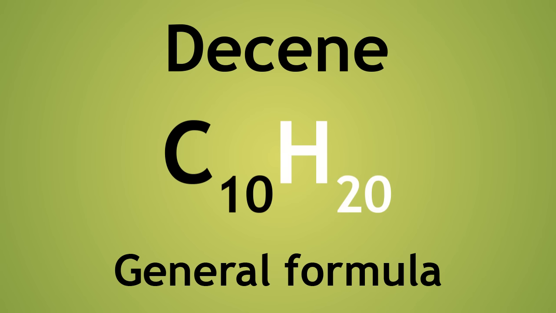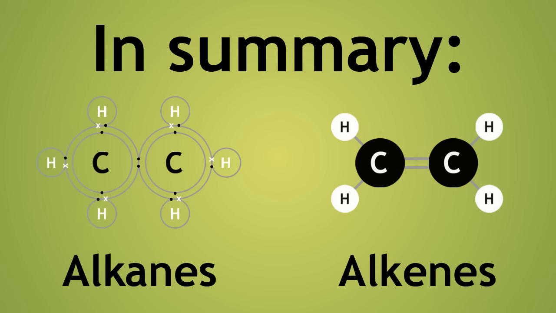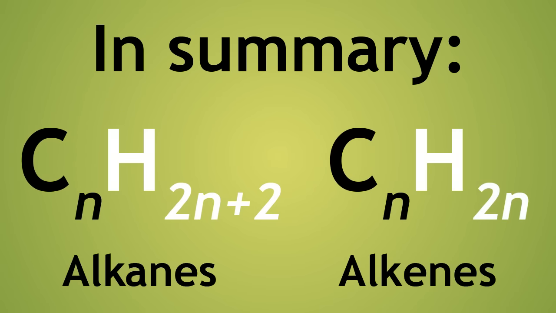C10H20. Now, at the end of this tutorial, you should have a better understanding of the bonding in the alkanes and alkenes and how each homologous series follows the pattern given by its general formula.